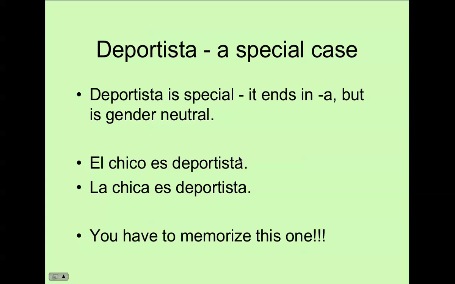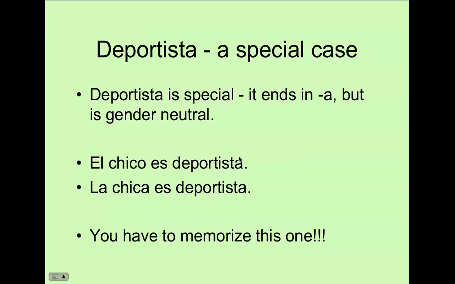Then we have our special case, deportista. Deportista means sporty or athletic, and it ends in an A, and we didn't have an O with it. That's because it doesn't matter if it's a guy who is sporty or athletic or a girl who is sporty or athletic. Deportista stays the same. It's one of the few adjectives that ends in an A that does this. So I would say el chico es deportista or la chica es deportista. Because it's so unusual, you have to memorize this one.